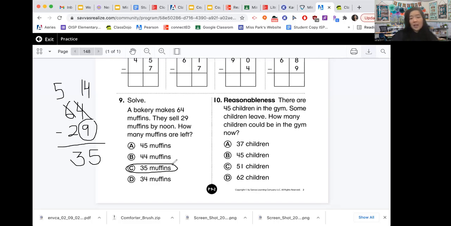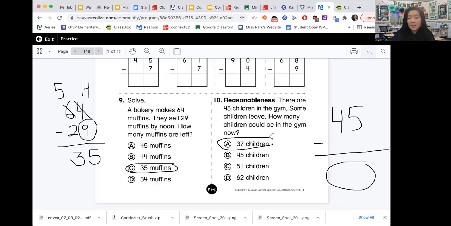And then last one, number 10. There are 45 children in the gym. Some of the children leave. So we don't know that. How many children could be in the gym now? Now, if some of the children leave, that means that there are going to be less children. So which number here would show less? 37 would show less. So it probably is A, but let's keep checking. Is 45 less than 45? No, that's equal. 51 is bigger and 62 is bigger. The only one that shows less is going to be A, 37 children.